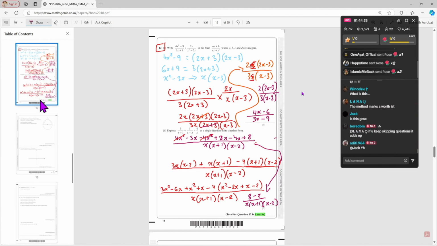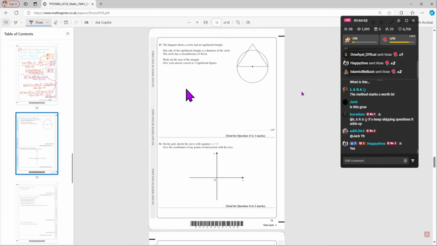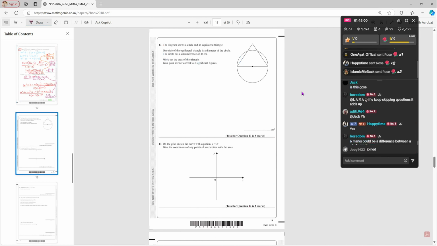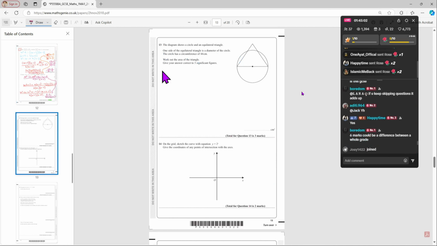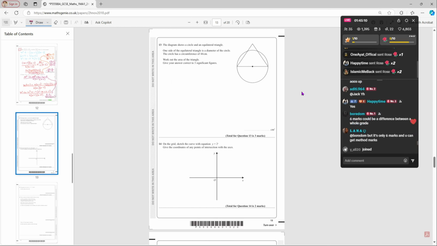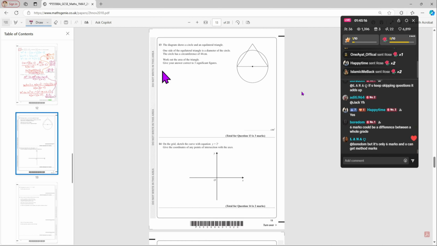So, moving on to our next question. The diagram shows a circle and an equilateral triangle, as you can see in the diagram. One side of the equilateral triangle is the diameter of the circle. The circle has a circumference of 44 centimeters. Work out the area of our triangle. Give your answer correct to 3 significant figures.